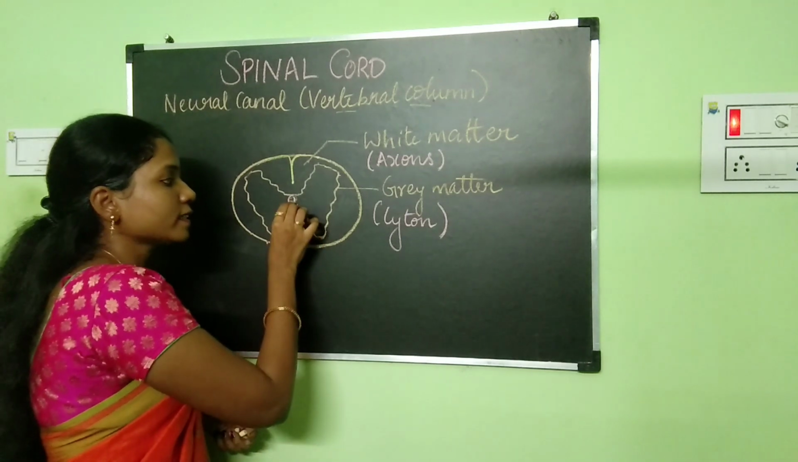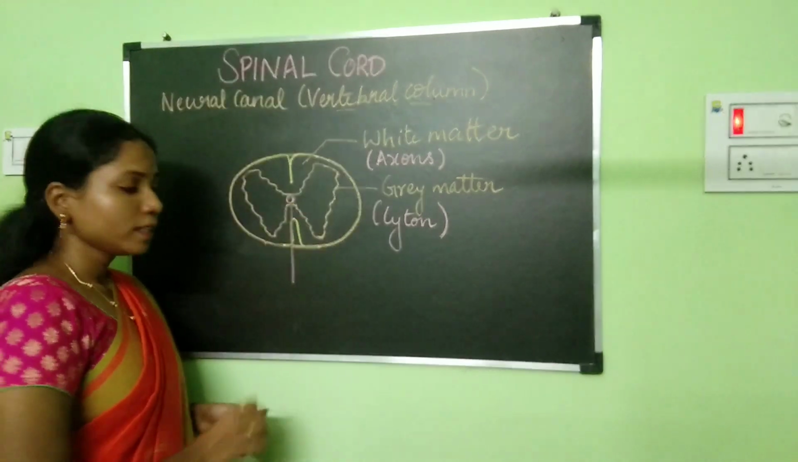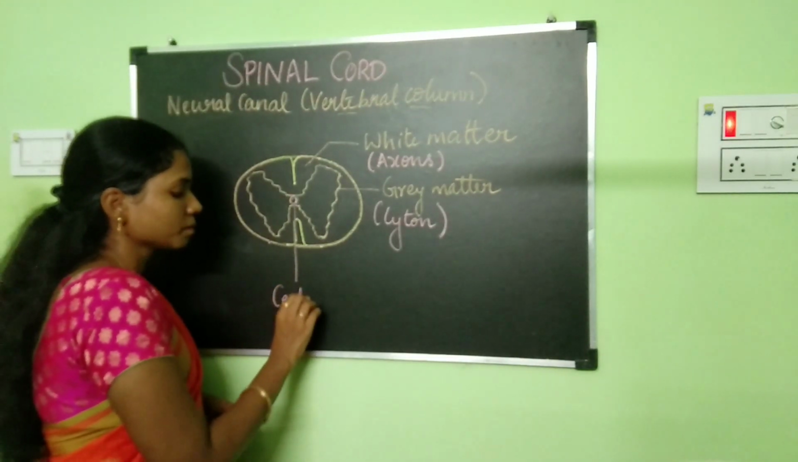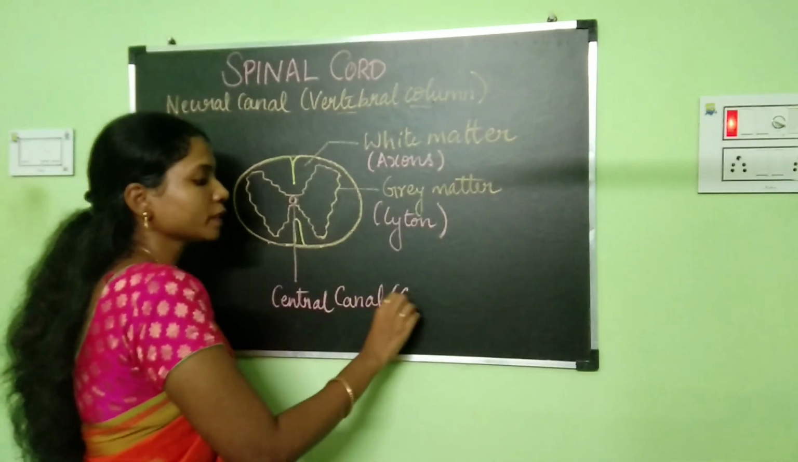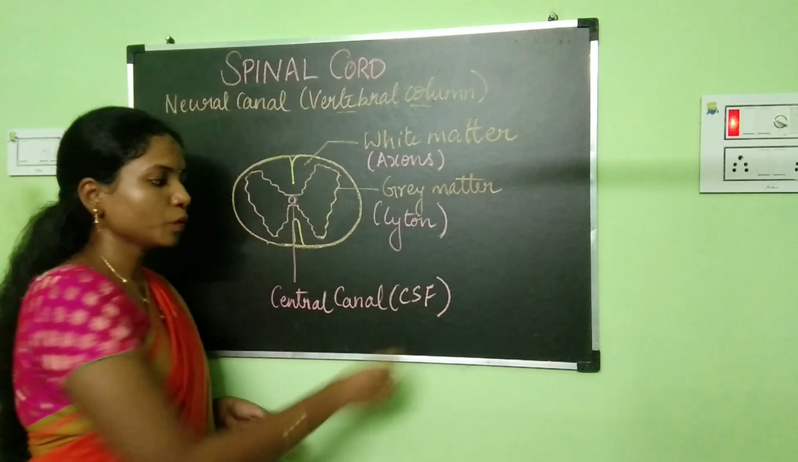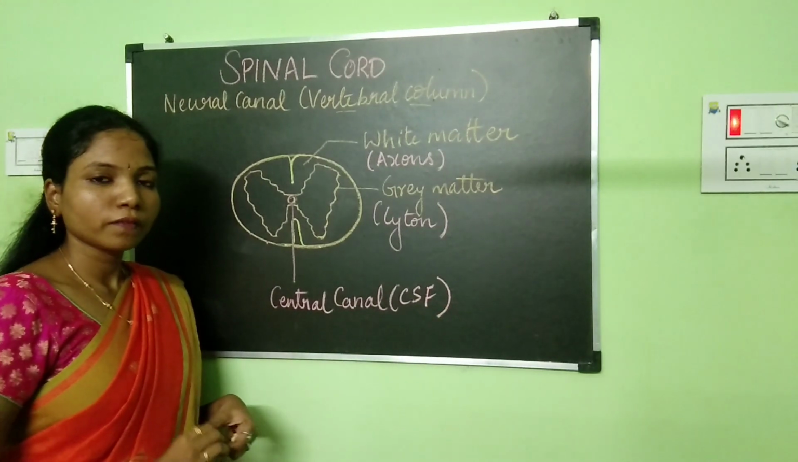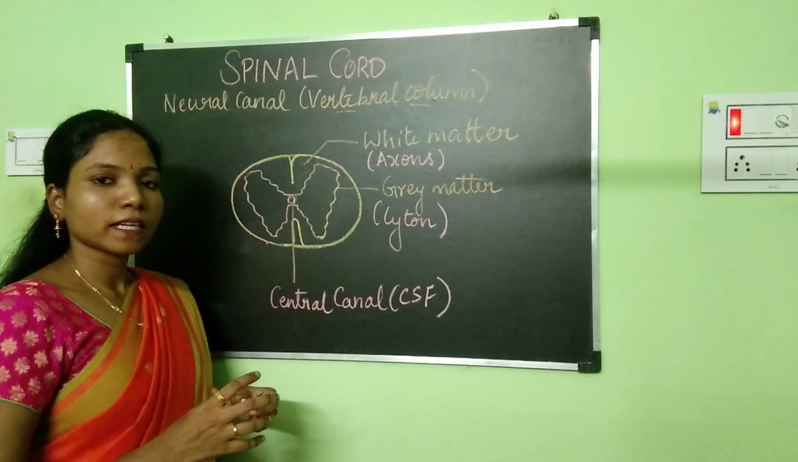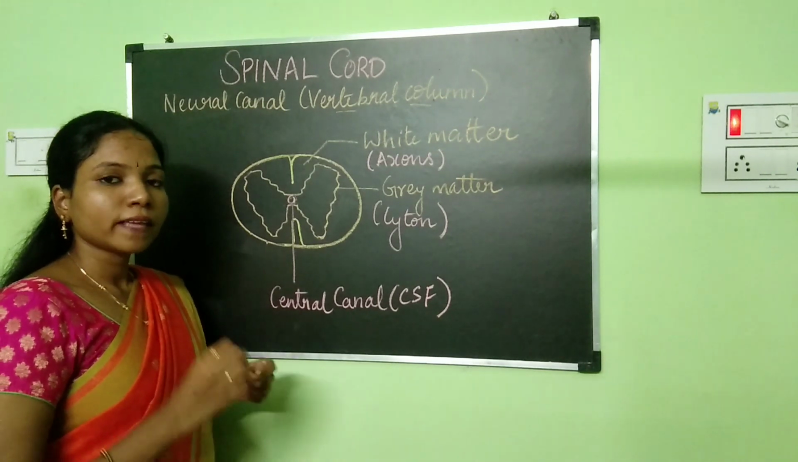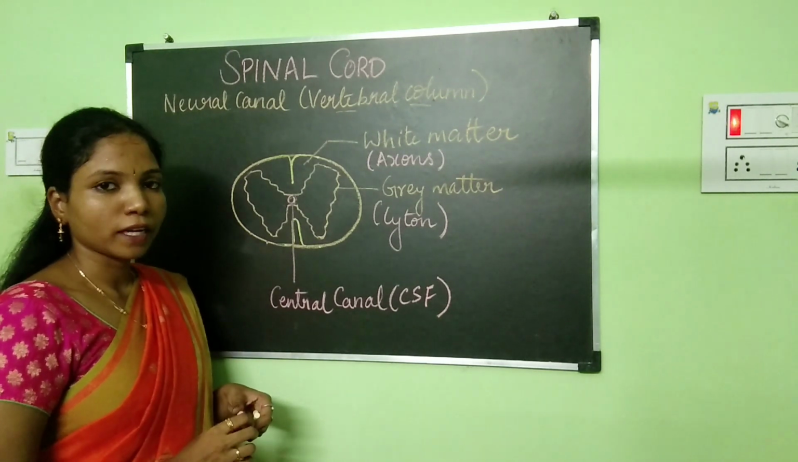Okay, and in the center there is the central canal, which is filled with the cerebrospinal fluid. So what is the work of the cerebrospinal fluid here? Cerebrospinal fluid acts like a shock absorber, thereby also protecting the spinal cord.